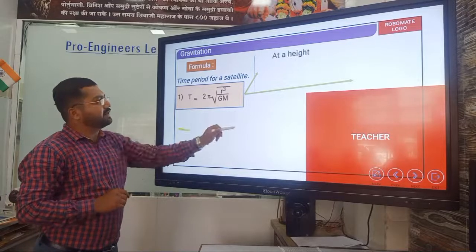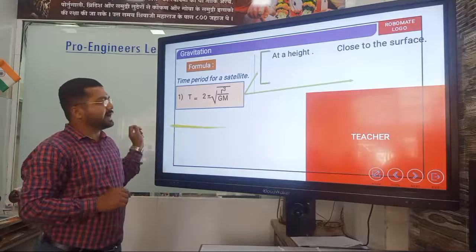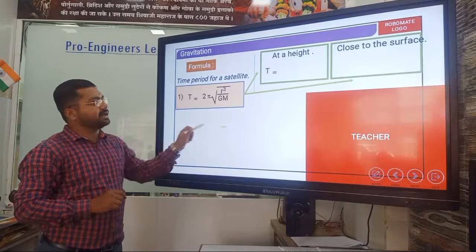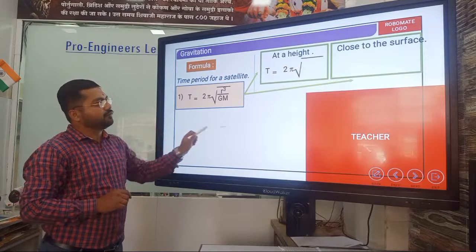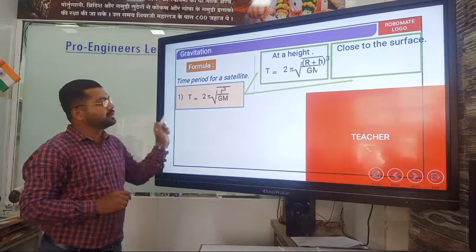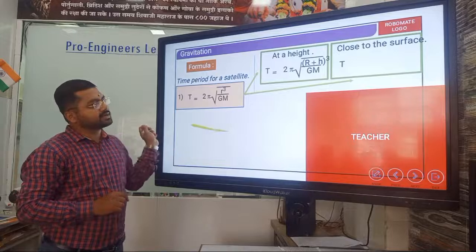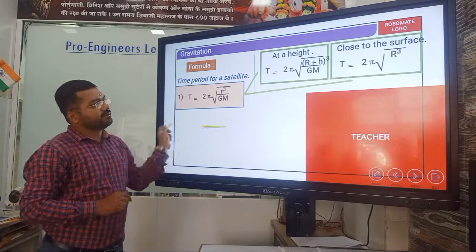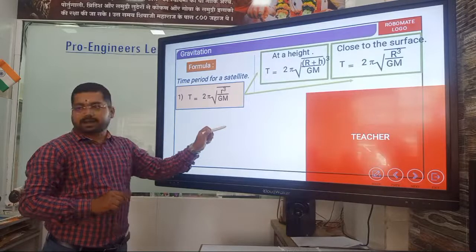Now again we have two options, at height and close to the surface. At height, what will be the formula? As we said, (R plus h) the whole cube upon GM, and if it is close to the surface, then the same formula, right? Yes.